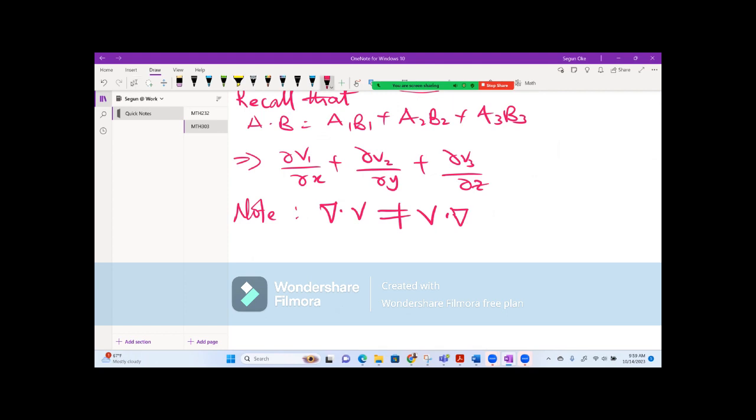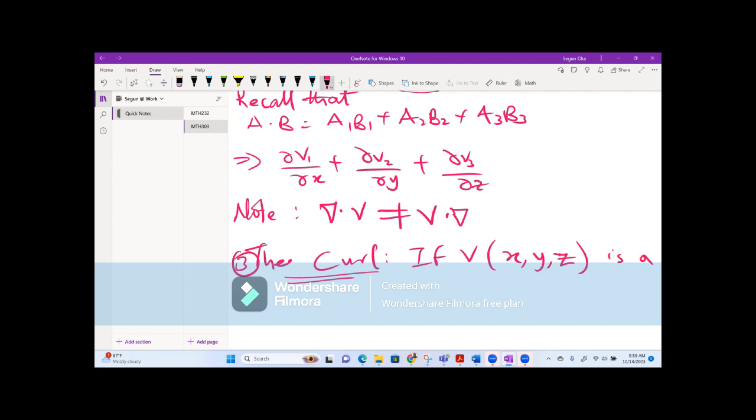Last but not the least is the curl. Number 3, the curl. So under the curl, it says if V of x, y, z is a differentiable vector field.